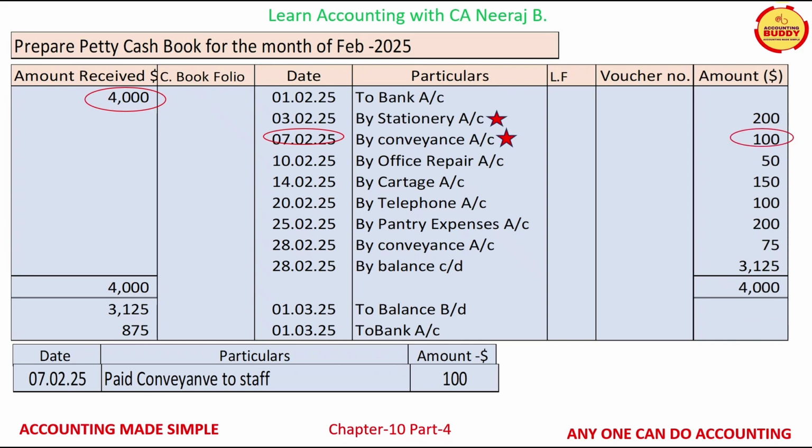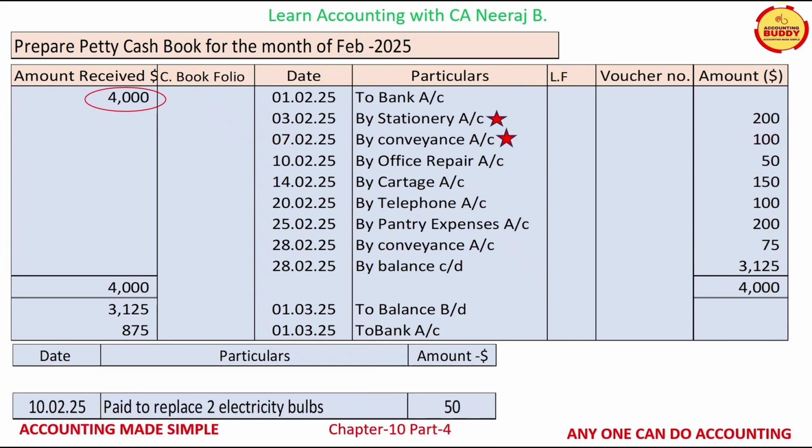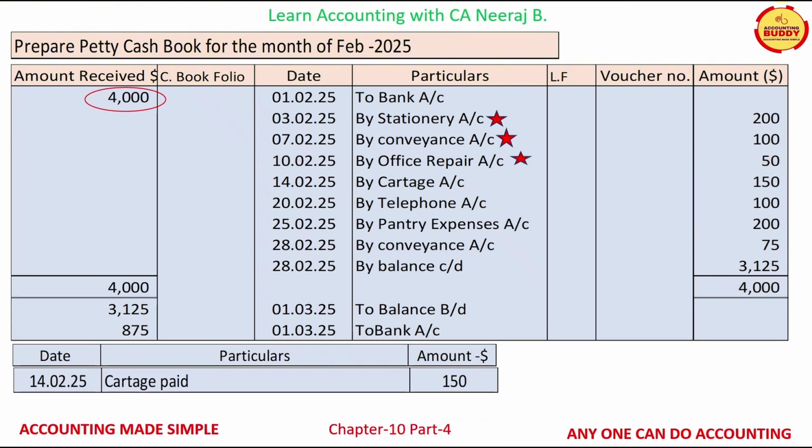On 10th of February 25, the petty cashier paid $500 to replace two electrical bulbs. This transaction will be recorded on 10th of February 25 by writing the words by office repairs account for $50. On 14th February 25, the petty cashier paid $150 as cartage. This transaction will be recorded on 14th February 25 by writing the words by cartage account in the particulars column for $150.